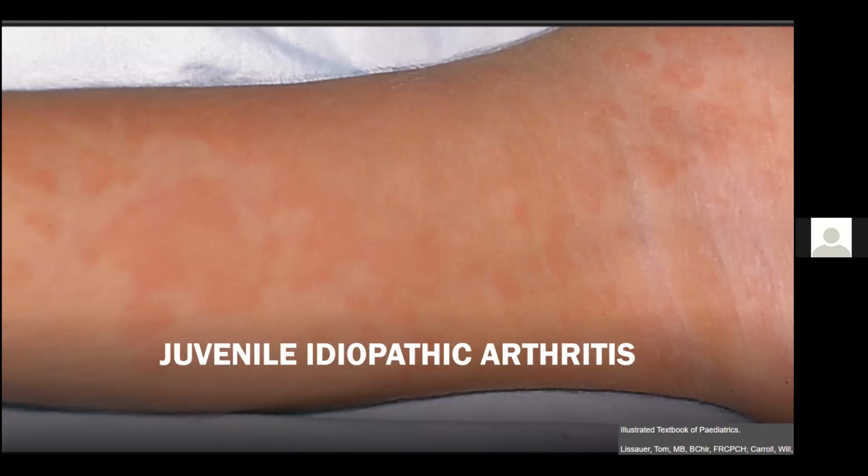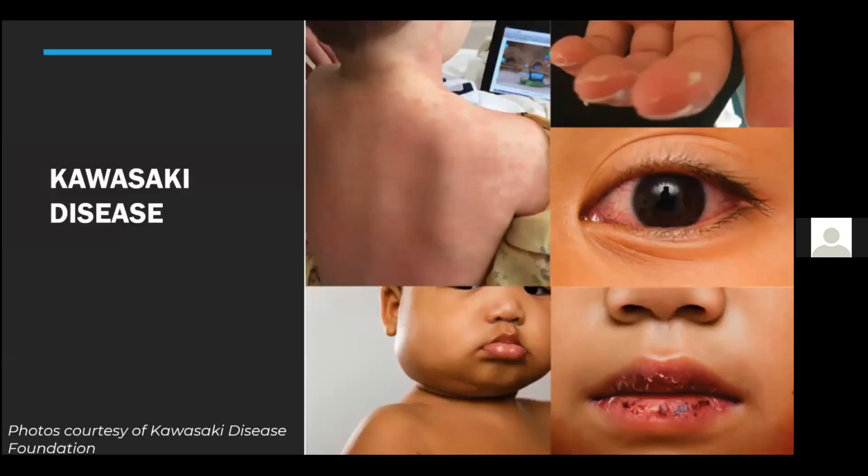I'm not going to talk much about SLE or dermatomyositis because I think most of you are aware of how they present, the SLE with the butterfly rash. And I'm going to now talk about Kawasaki disease. This is also called mucocutaneous lymph node syndrome, and it is one of the most common vasculitides of childhood, and it occurs only rarely in adults.